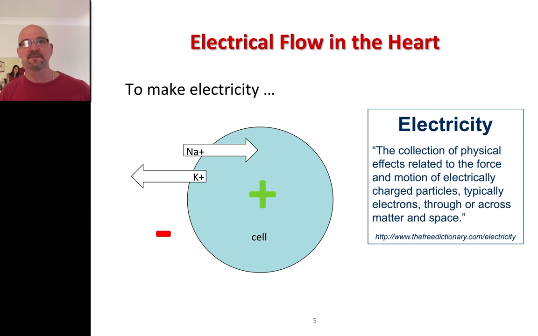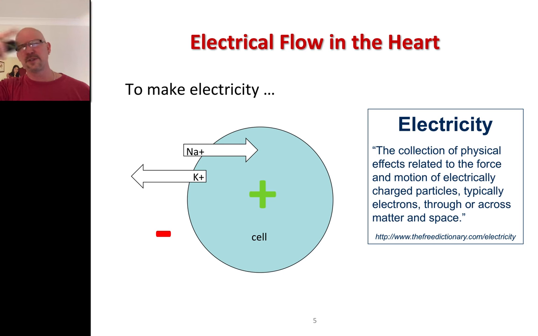That's what electricity is. So to make that electricity, we have to move the sodium in and we have to move the potassium out. And we've already talked about the voltage-gated channels, and we've talked about the active transport pumps, and we've talked about the exchangers. So you know how we do this. You know how we can make that electrical activity happen. Now, I haven't described fully how it gets going, but you can imagine we've got the mechanisms for it.